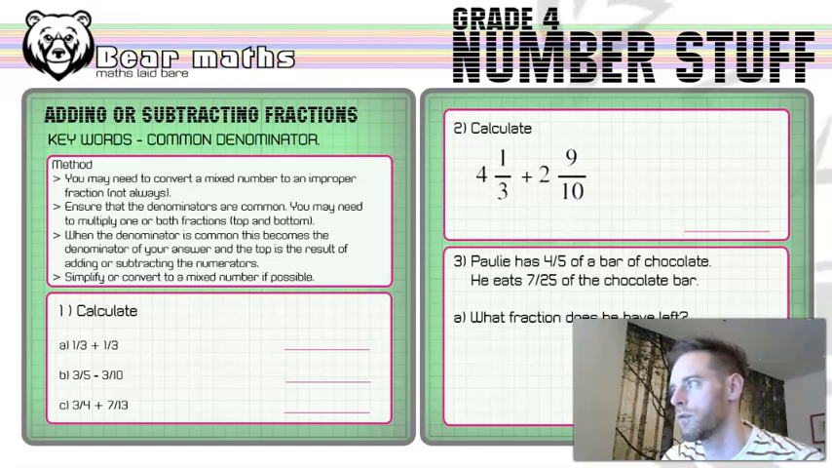Now the keywords I've got for you are common denominator. If denominators are common, they are the same as each other. So you'll be looking at two or more fractions to say that they've got common denominators.